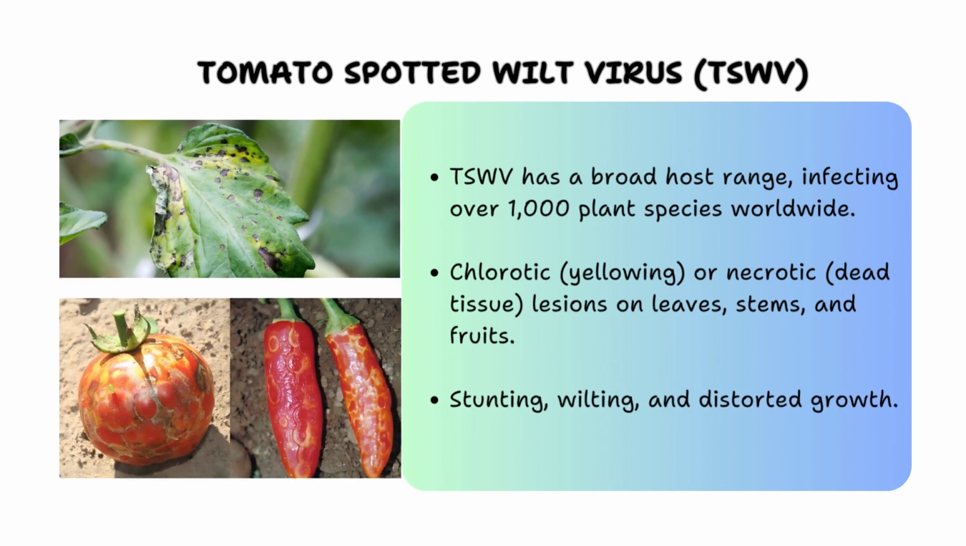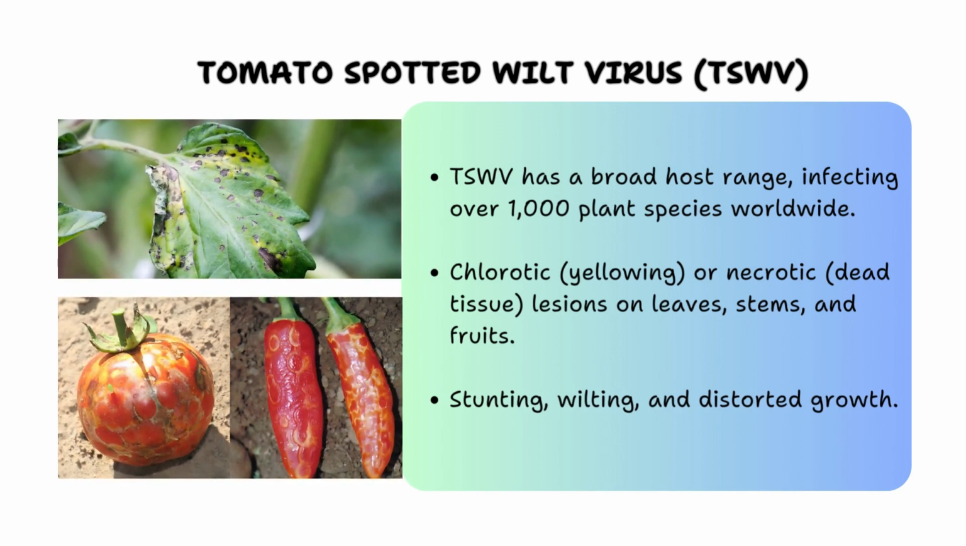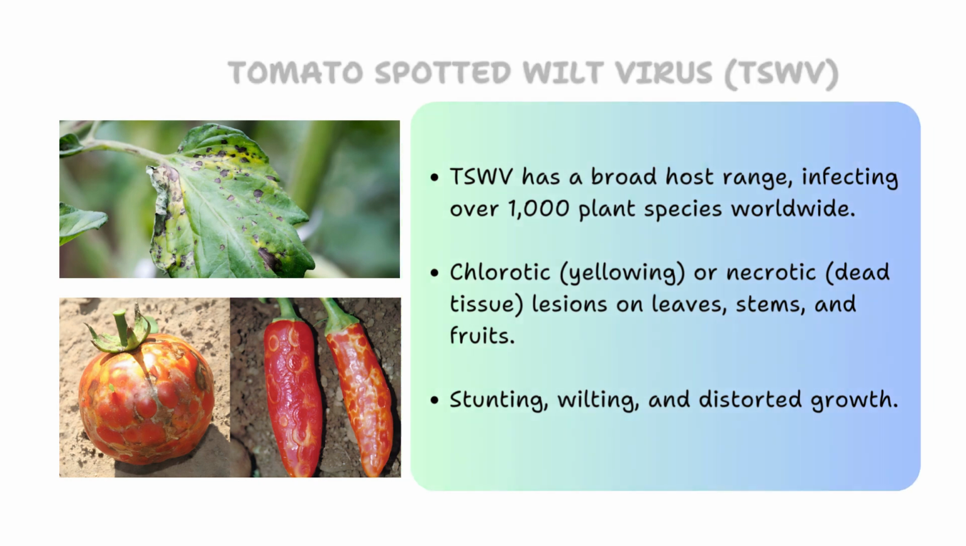Tomato spotted wilt virus is often abbreviated as TSWV. This is a highly damaging plant virus that affects a wide range of crops, including tomatoes, peppers, and other vegetables, as well as ornamental plants. The infection causes symptoms such as chlorosis, necrosis, and stunting, and also deformities in leaves, stems, and fruits, and this leads to reduced yields and quality of the produce.